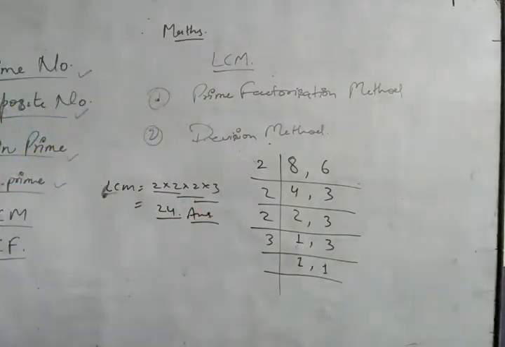Means we have seen three methods. The first was the factor method, the second was the prime factorization method, and the third is the division method. These three methods are used to calculate the LCM of any numbers.